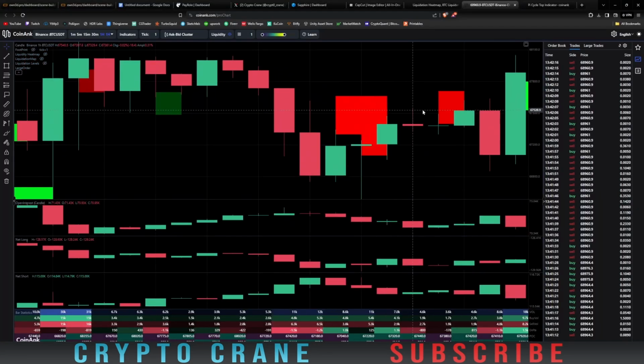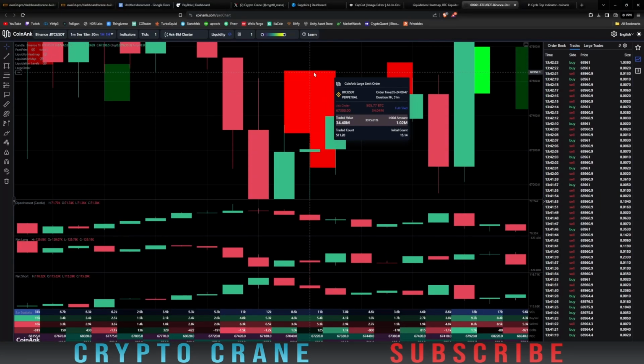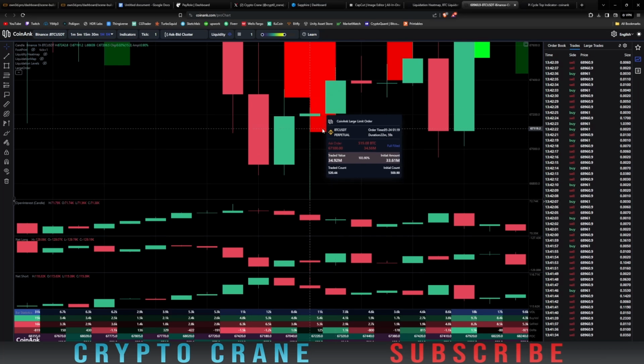You can see if we zoom into this red box right here, you can hover over it and you can see here 505 Bitcoin was fulfilled at 67,300. Just coming down here a little bit further, 67,200 was another 500 Bitcoin fulfilled, and down here at the bottom, 67,100 was that ask order, and another 500 Bitcoin was fulfilled.